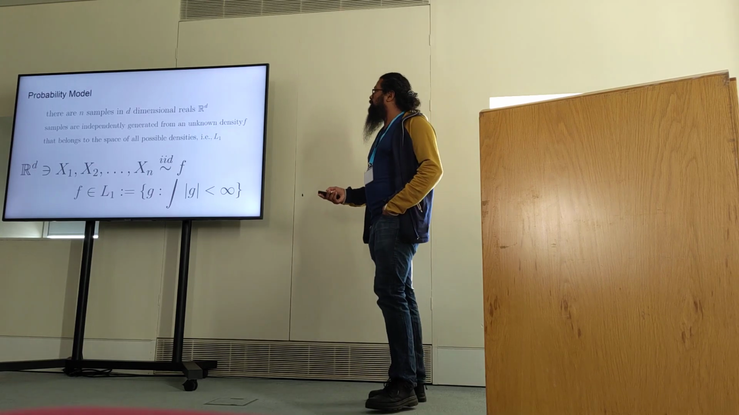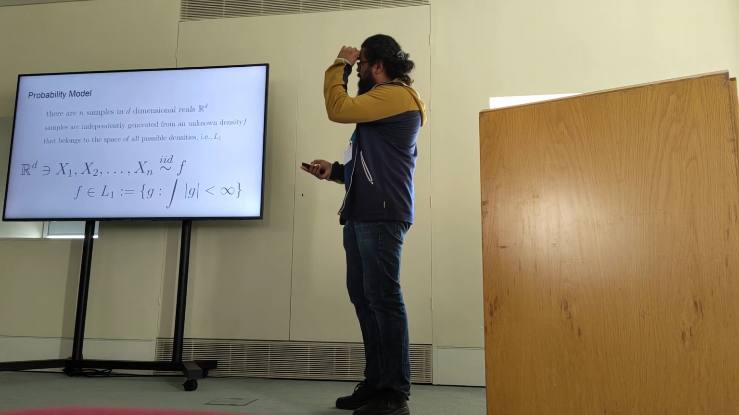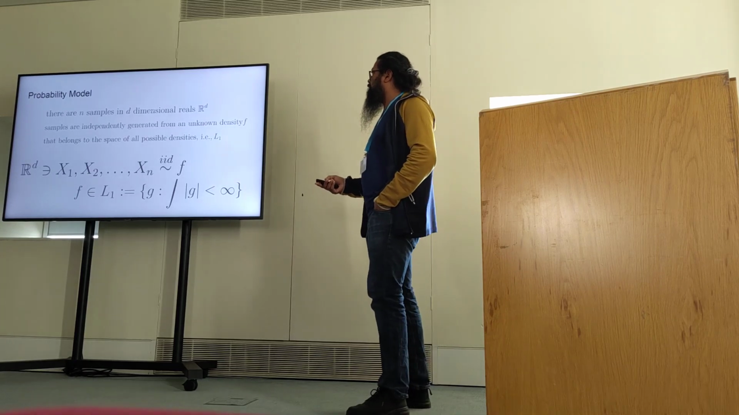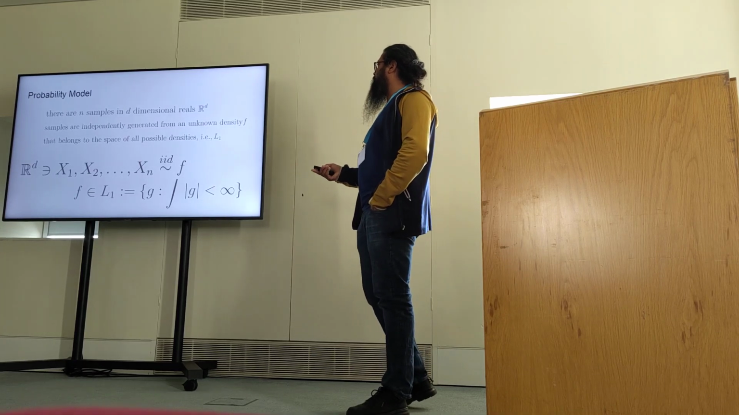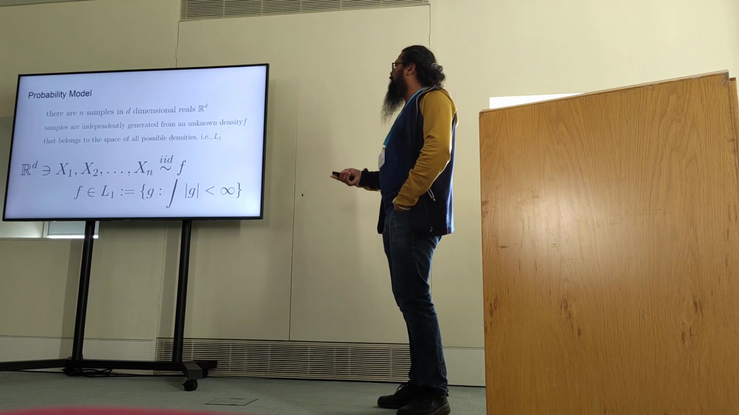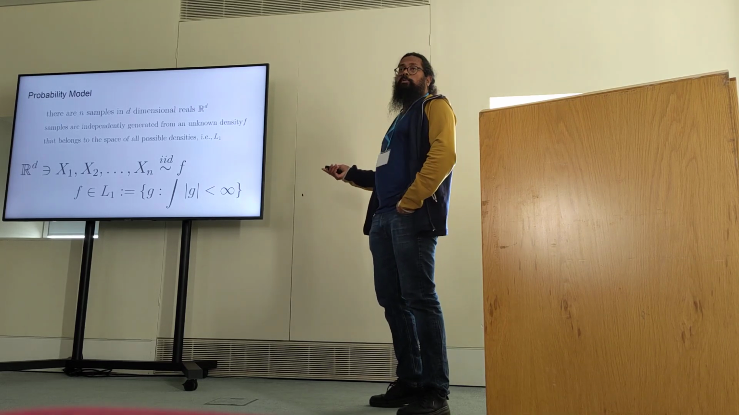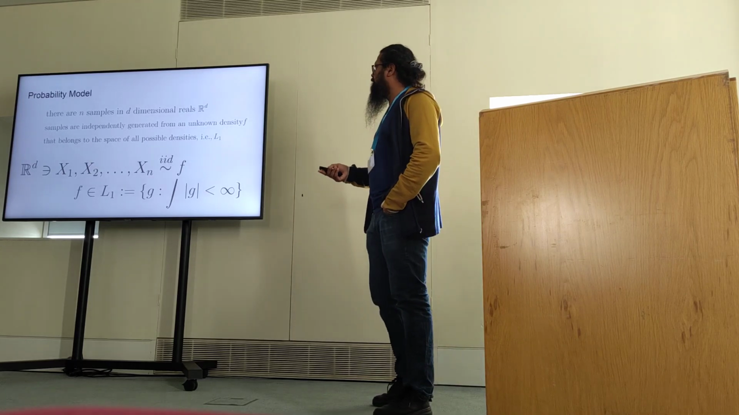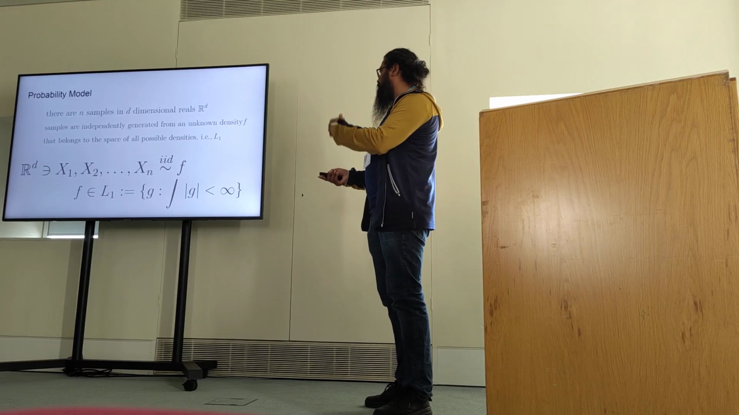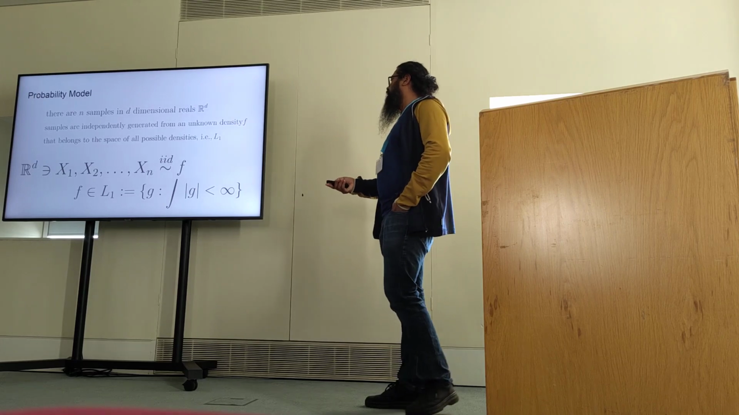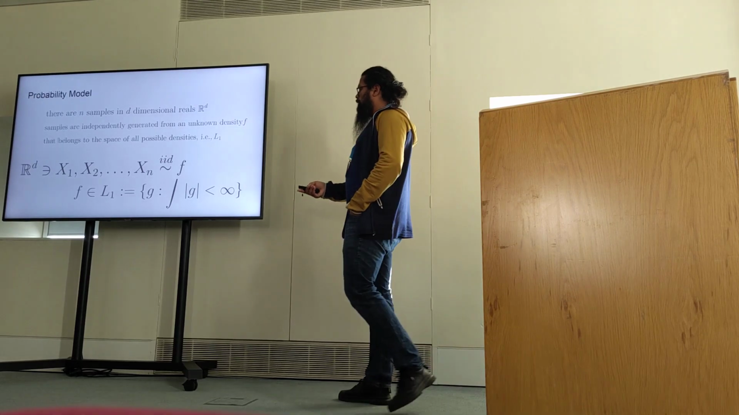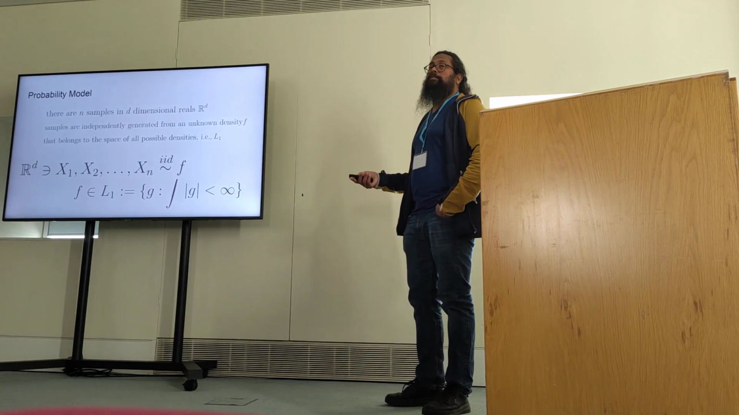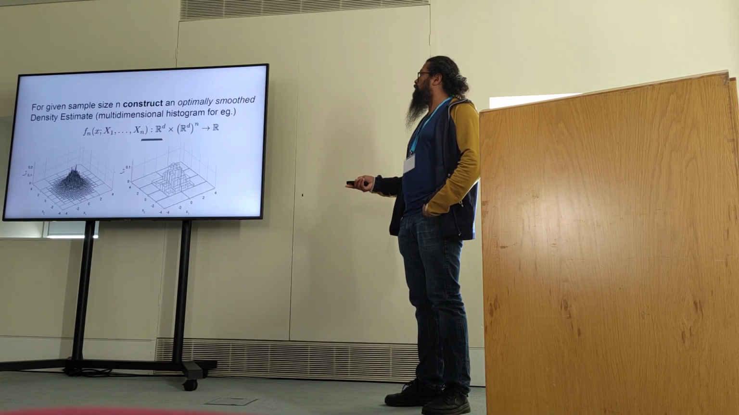Basically, here's the probability model, standard Kolmogorov probability theory. There are n samples in d dimensions, and the reals are, say, R to the d. And samples are independently generated from an unknown density f, and that belongs to the space of all possible densities in the setting where the densities live, that's L1. So essentially R^d contains X1 through Xn, i.i.d. from f, and f is in L1, right? And we want to find the best f in the set of all g's such that the integral of the absolute value of g is finite. So that's the L1 problem.